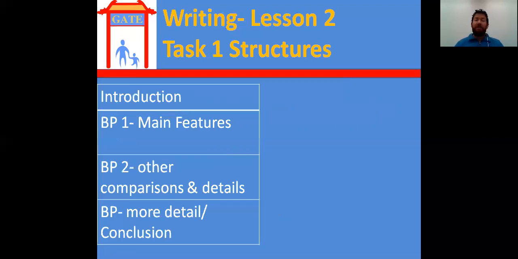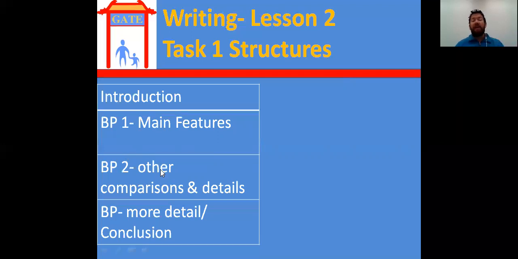Okay, there's two kinds of structures I would look at using for your Task 1 writing. The first one you can see here. Okay. BP1, your main features. Report the most important things from the graph or chart first, without explaining too many numbers or details.